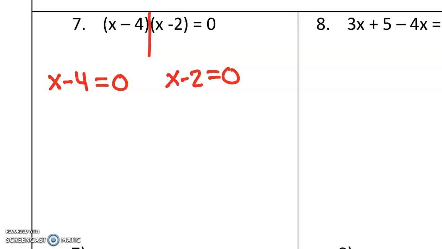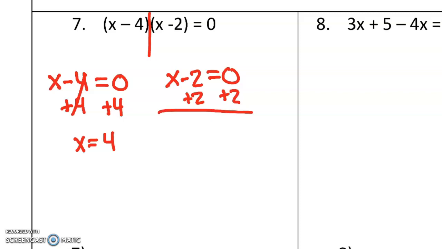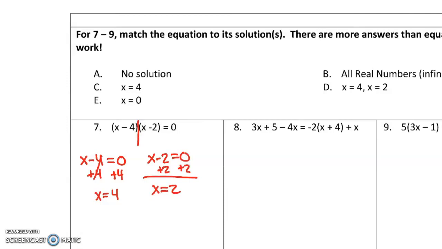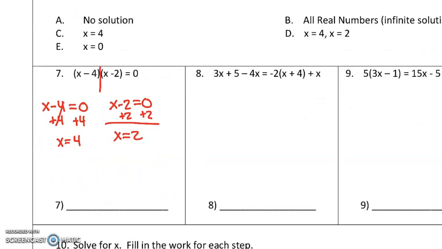I have things multiplying together and making them equal to 0. We know that one of those things must be 0, so we're going to see what happens if we make each of them 0. I'm not done here. I need to add 4 to both sides because I need to solve for x. I get x equals 4, or I add 2 to both sides and I get x equals 2. I know I did it right if my answer is set above, and it is. For 7, I'd choose D. If you chose C, you would be wrong, because there are 2 answers here.